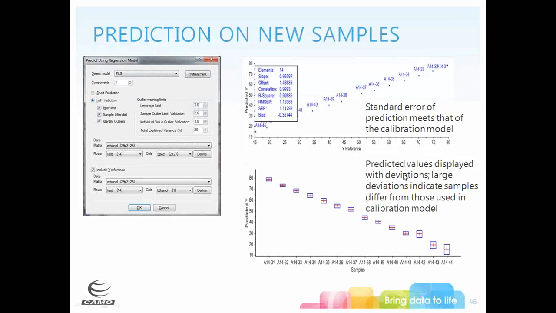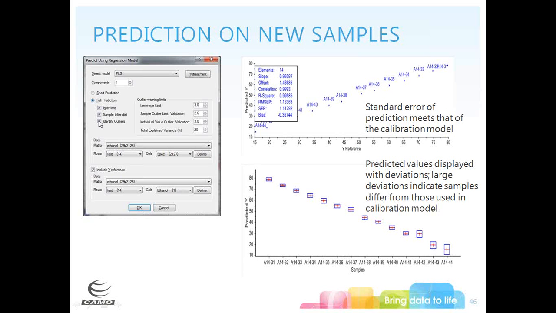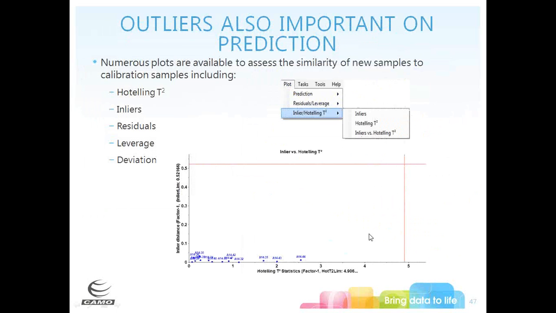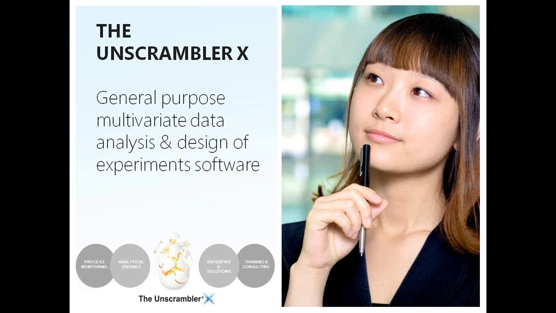So what I've shown you then is running the prediction on new samples within the Unscrambler, where I chose to have it also compute inliers and outliers. And from this we can get the standard error of prediction if we include our Y reference value, but more importantly, look to see if our samples are similar to our calibration samples in terms of the deviation, as well as making sure that they are not outlying samples. Today I've shown you the Unscrambler X, a general purpose multivariate analysis and design of experiment software.